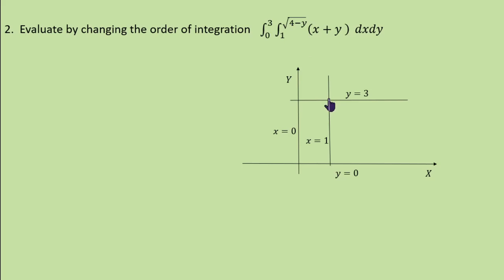So x equal to 1 means this point. And one more point on this is y equal to 0. When y equal to 0, x is root 4, that is x equal to 2. From 1 to 2, draw a smooth curve.